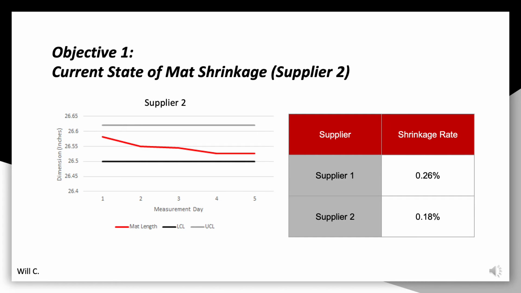The same process was performed for the material supplier, Supplier 2. The supplier was able to stay within the tolerance zone. At the end of the test, Supplier 1 had a shrinkage rate of 0.26% and Supplier 2 had a shrinkage rate of 0.18%. Now Logan will be taking a look at cutting accuracy for initial cuts.